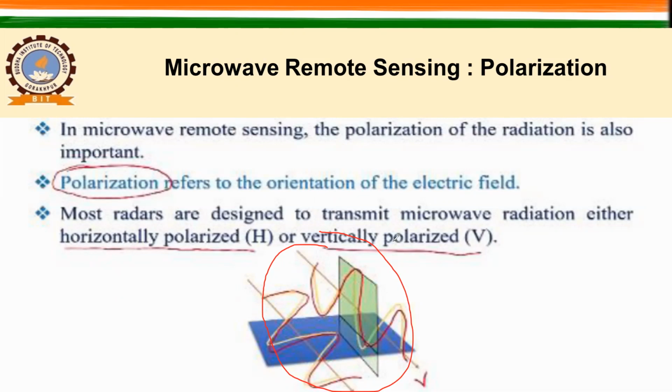If it is moving like this, one is horizontal, another is vertical. This is in the case of the transmitter. Here we are only talking about the transmitter, but do we have the flexibility to transmit horizontally but receive vertically? Is it possible in microwave remote sensing? The answer is yes, we can.